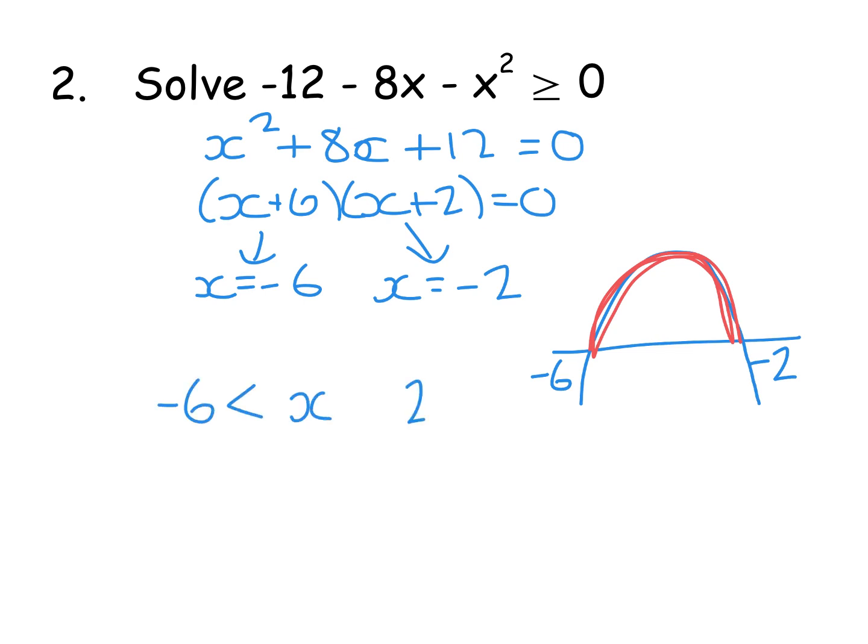Remember, arrows go to the left. So that would be x is between -6 and -2. But again, it wants it greater than or equal to 0. So we have to include the -6 and the -2. So put in your equal signs on your arrows.